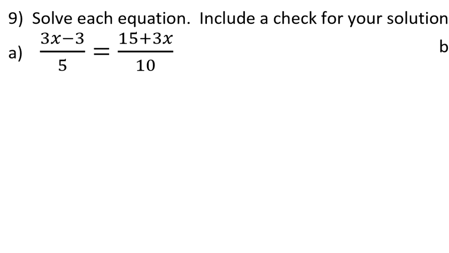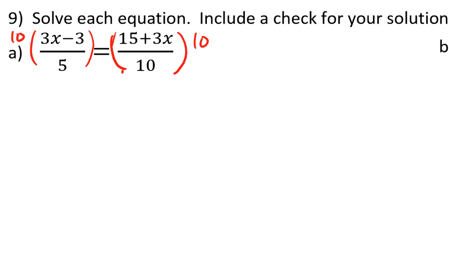Question 9 contains a pair of equations to solve. In the first one, part A, I would probably choose to solve this by using fraction busters. If I look at my two denominators, I have a 5 and a 10, and I know that if I multiply both sides of that by 10, it will eliminate the fractions entirely. So that's my plan. I'm going to multiply both the left-hand side and the right-hand side by 10.